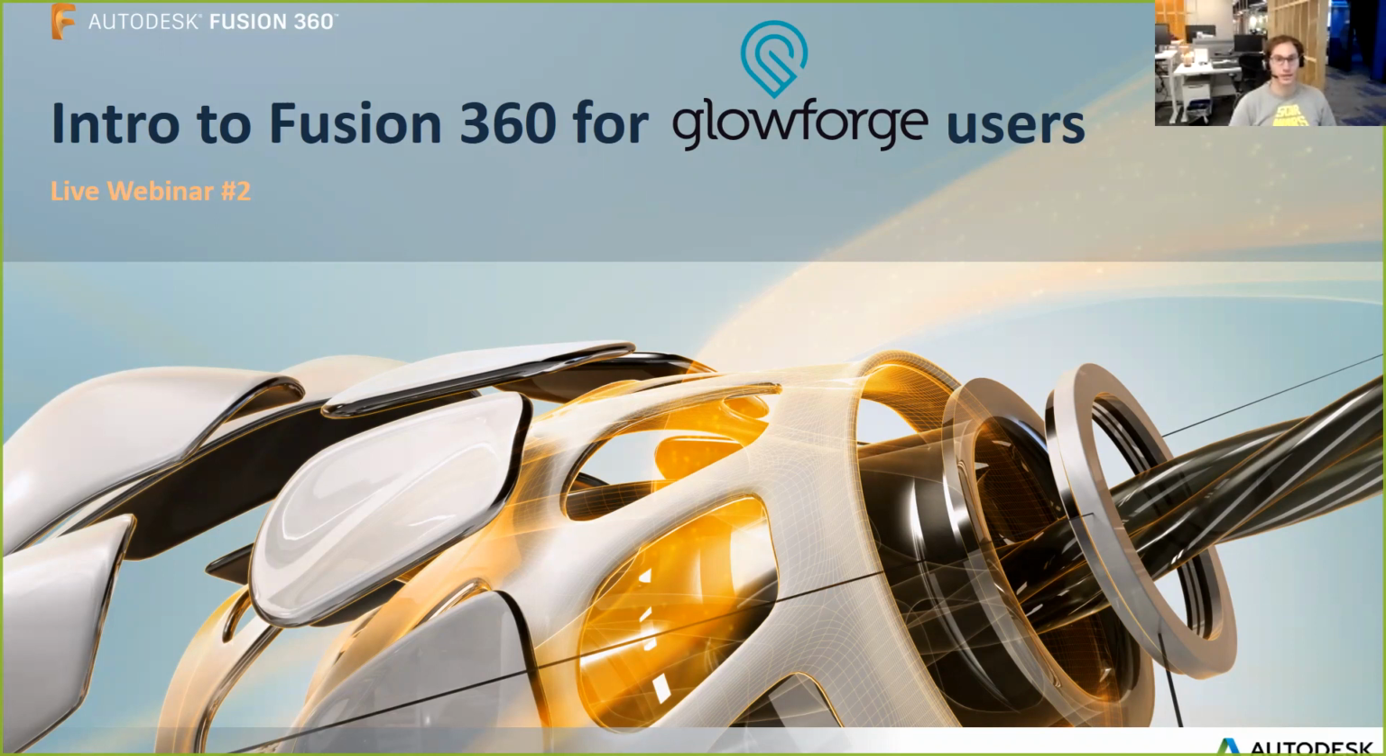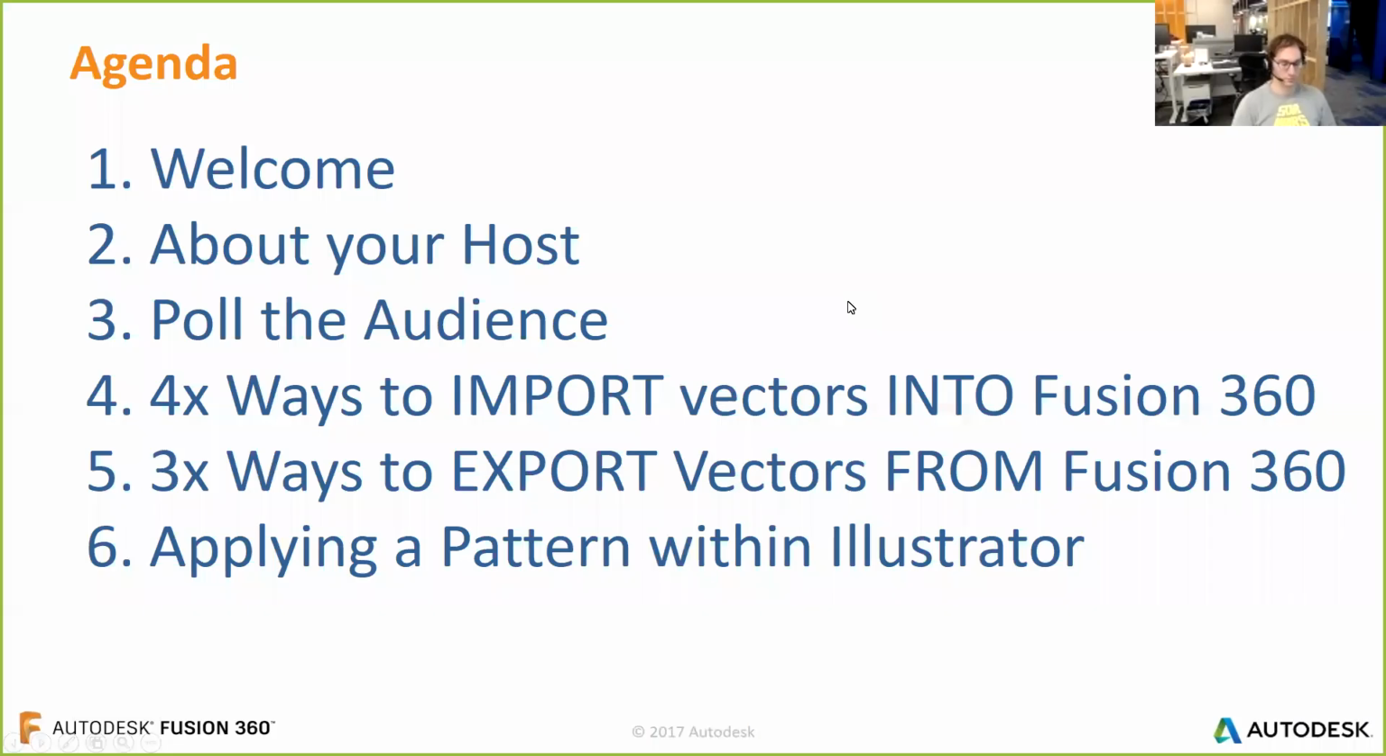All right, so let's look at our agenda today. There we are. So I'm going to be telling you a little bit about myself and why I'm hosting this webinar. I can no longer poll the audience because temporarily I'm the only one on this webinar. And then I'm going to be telling you the 4 different ways you can import vectors into Fusion 360. And then I'll be telling you about the 3 different ways that I'd export vectors from Fusion 360. And then lastly, we're going to show how to apply a pattern in Illustrator to some geometry that I created here in Fusion 360. That's the agenda for today, and I hope you guys like it.